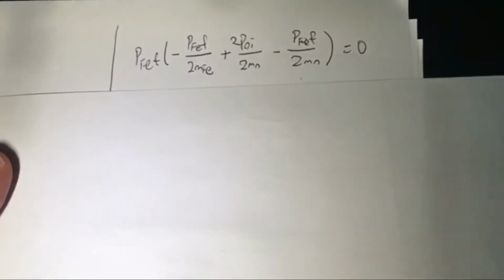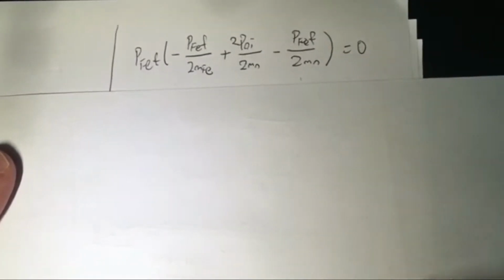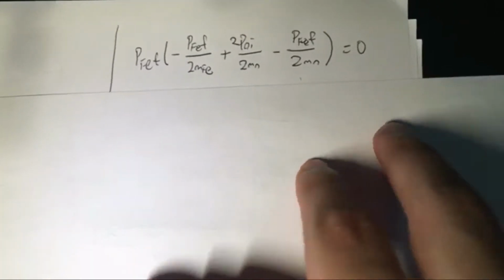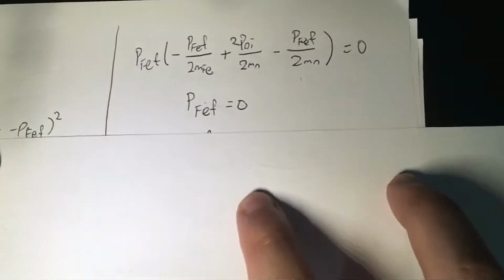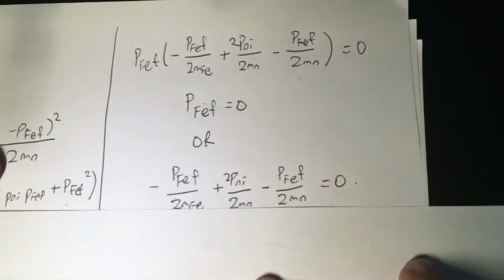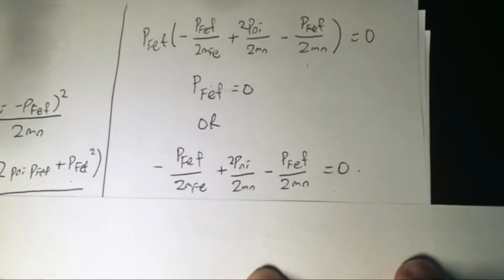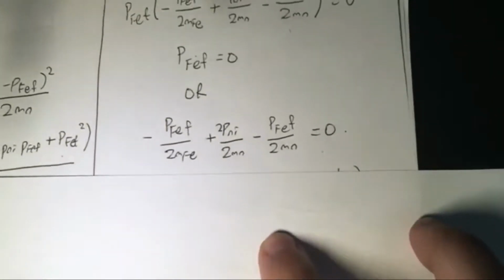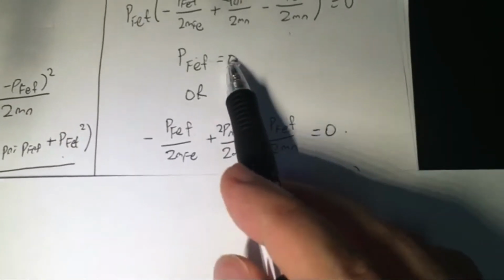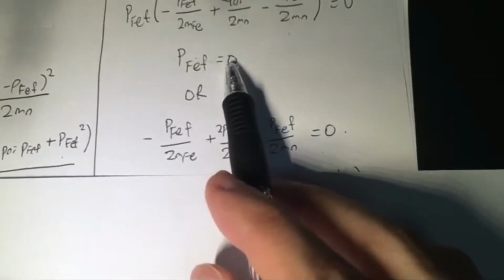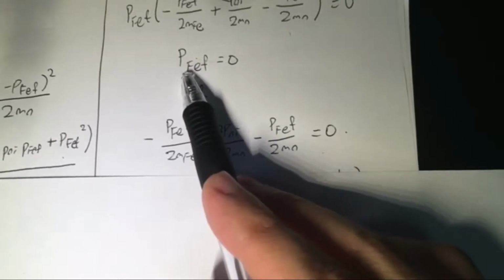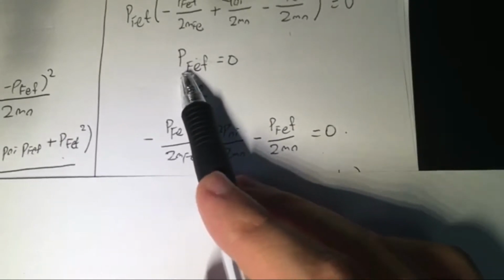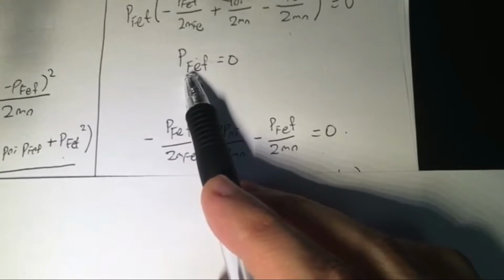One is that Pfef equals 0, and the other is that this lot here will be equal to 0. So this is the first case, and this is the second case. All right. So what does the first case correspond to? The first case corresponds to basically the iron nucleus being stationary, and the neutron is basically undeflected.